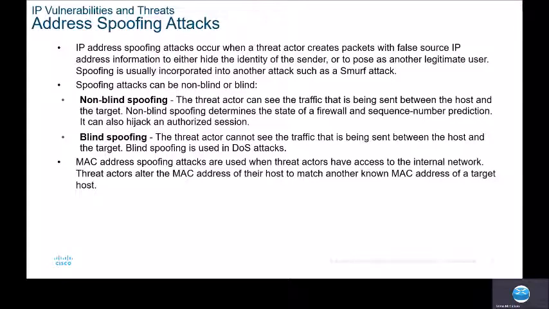Okay, spoofing, of course, is when a threat actor creates packets with false source IP address information to either hide the identity of the sender or to pose as another legitimate user. It's usually incorporated in another attack, such as a Smurf attack. So spoofing can be non-blind or blind. With non-blind spoofing, the threat actor can see the traffic that is being sent between the host and the target. Non-blind spoofing determines the state of a firewall and sequence number prediction. It can also hijack an authorized session. Blind is where the threat actor cannot see the traffic that is being sent between the host and the target. That's used for denial of service.